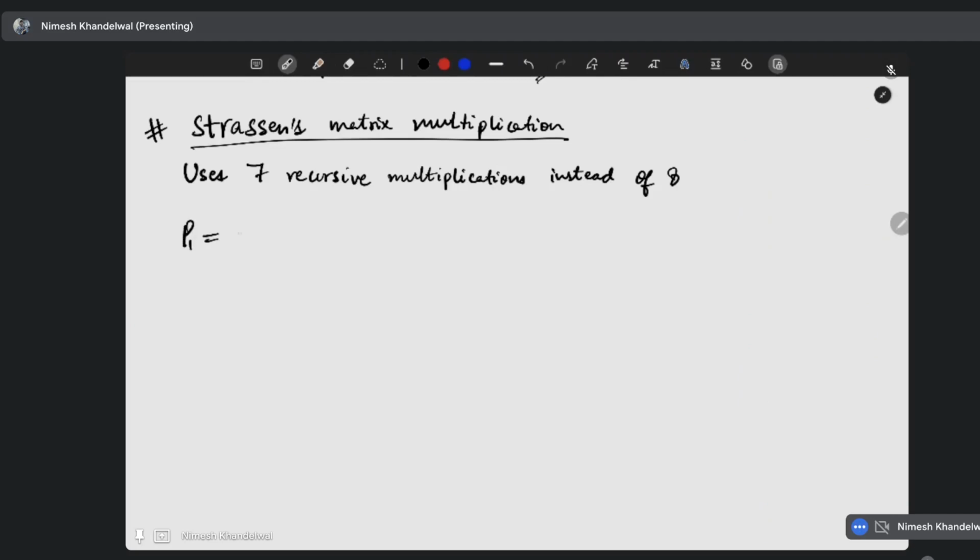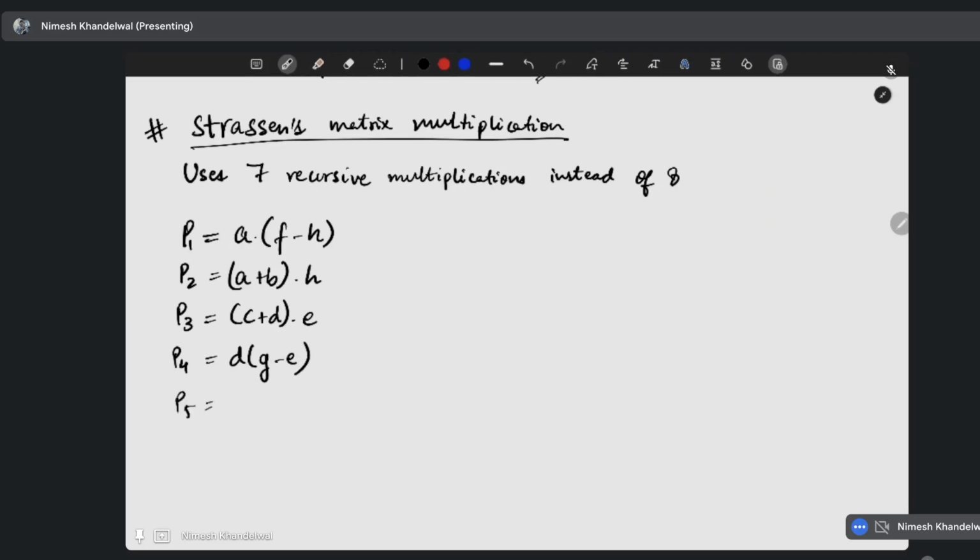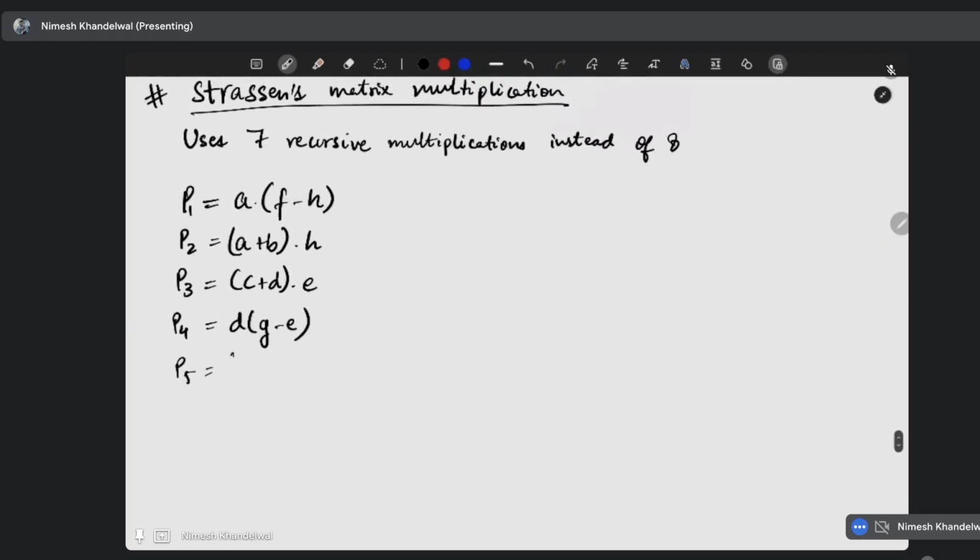So for the same terminology that we use here for the same blocks or the same submatrices, Strassen defines P1 as A times F minus H, P2 as A plus B times H, P3 as C plus D times E, P4 as D times G minus E, P5 as A plus D times E plus H, P6 as B minus D times G plus H. So every term here contains only one multiplication, right?